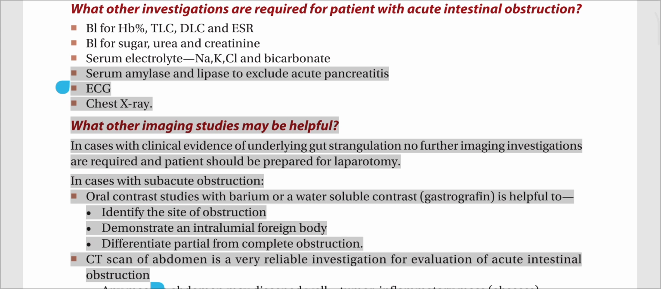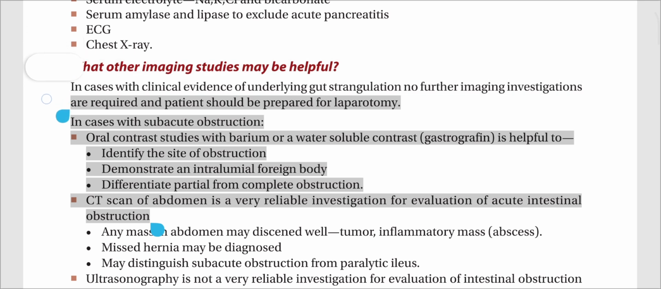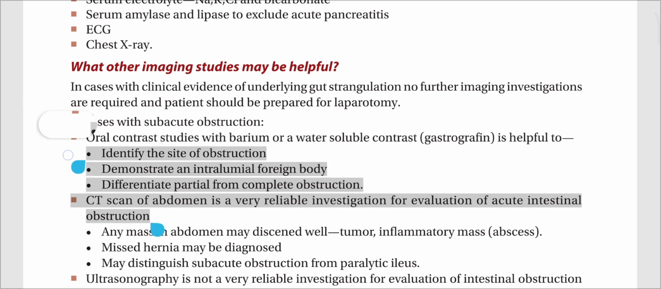In cases with clinical evidence of underlying gut strangulation, no further imaging investigations are required and the patient should be prepared for laparotomy. In cases with subacute obstruction, oral contrast studies with barium or a water-soluble contrast, Gastrografin, are helpful to identify the site of obstruction, demonstrate an intraluminal foreign body, and differentiate partial from complete obstruction.